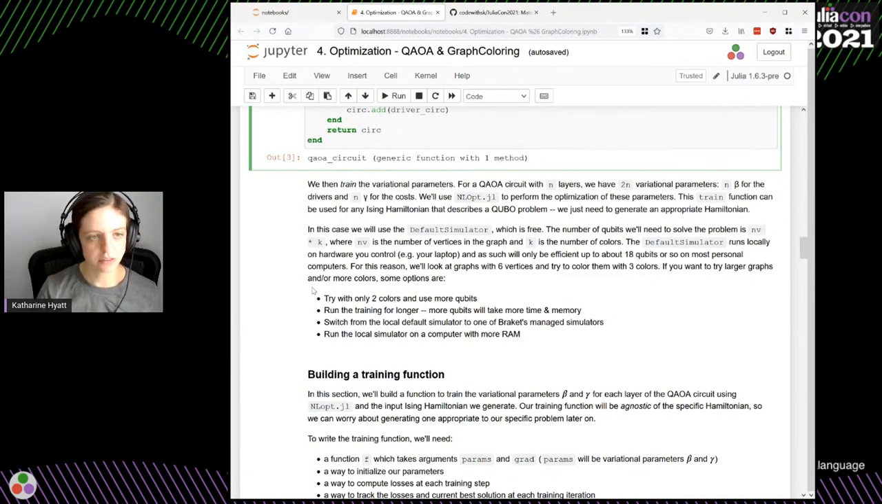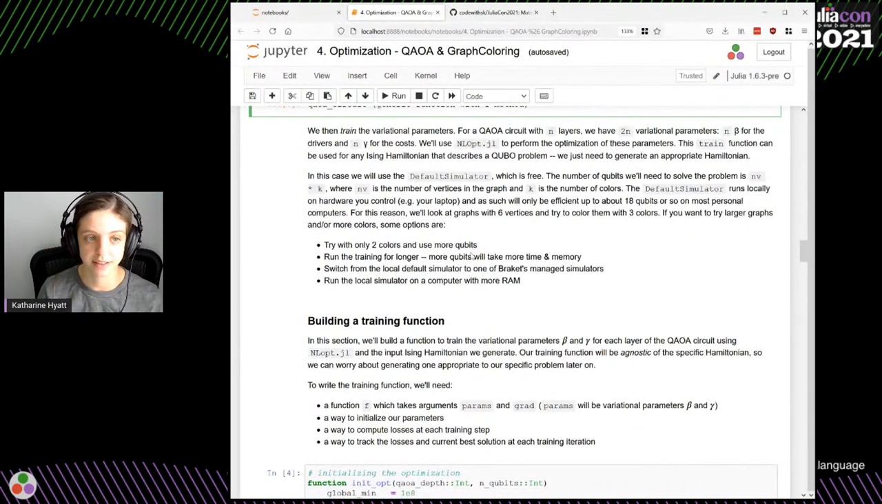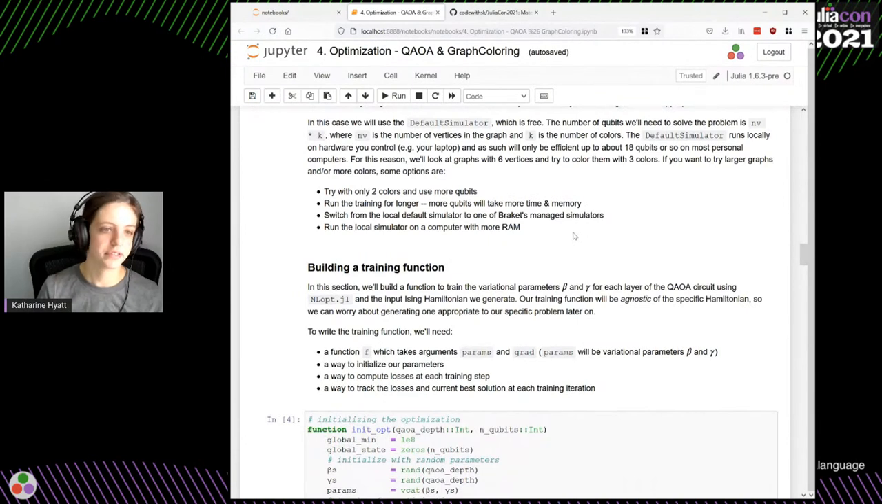And since this runs locally on hardware you control, and I know many people are going to be watching this workshop on a laptop that doesn't have a terabyte of RAM, we're going to restrict ourselves to small graphs and few colors, so that this is accessible for people watching along at home. If you have access to a cloud instance with a lot of RAM, or your personal desktop has a lot of RAM, or you want to try running this on a managed simulator that AWS provides, you can absolutely go to bigger vertex counts or more colors. Other options would be to restrict yourself to two colors and go to larger graphs. You could try running the training for longer, although it's going to take a long time. Or, as I mentioned, use a managed simulator or one of your own machines with more RAM.